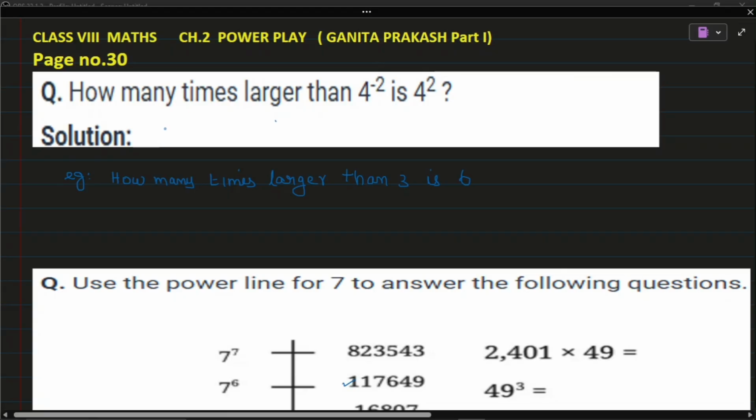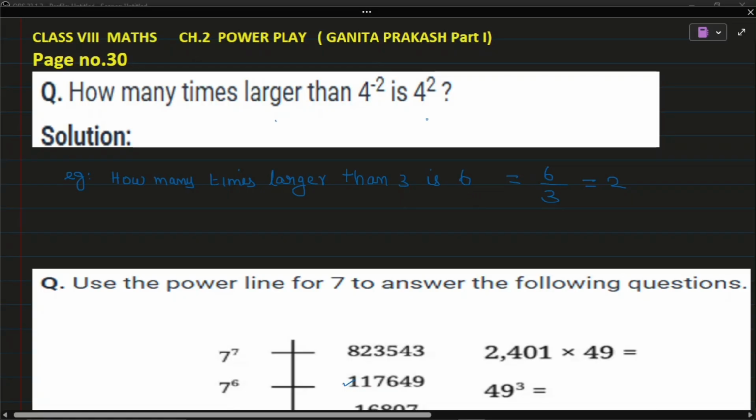To make you understand this question easily, I have taken one easy question of the same type. How many times larger than 3 is 6? For this answer you can find by 6 divided by 3, which is 2. That is, 6 is 2 times 3. So 6 is 2 times larger than 3. In the same way, we can explain this question also.